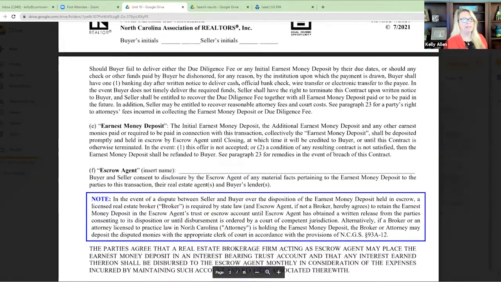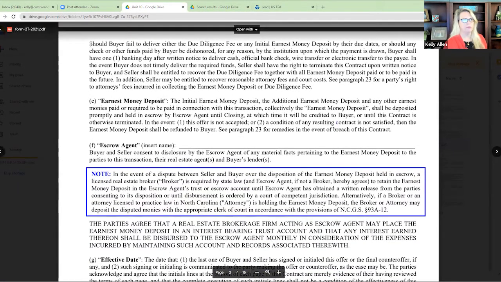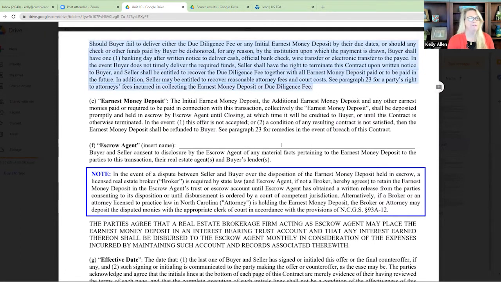Now, what happens if the money doesn't show up when it's supposed to? Well, here we go. Let's find out. Should buyer fail to deliver either the due diligence fee or any initial earnest money deposit by their due dates, or should any check or other funds paid by buyer be dishonored? That's such a kind way to say the check bounced. It bounced, y'all. Okay. It's no good. Their money wasn't there, but it was dishonored. It was dishonored. All right, here we go.